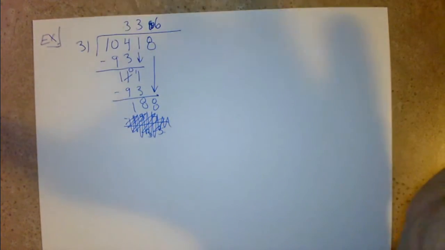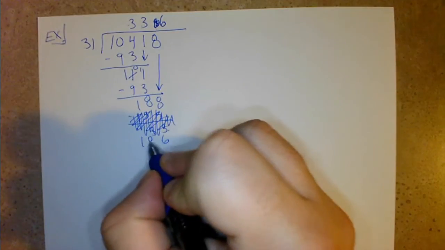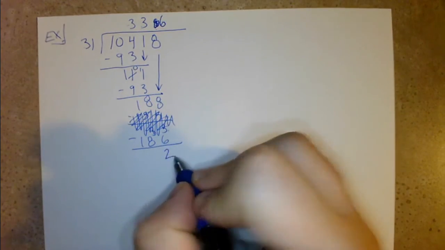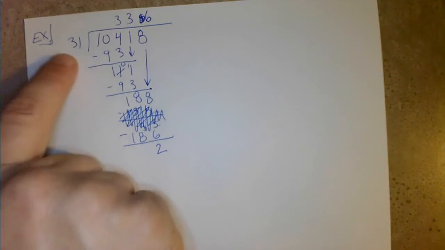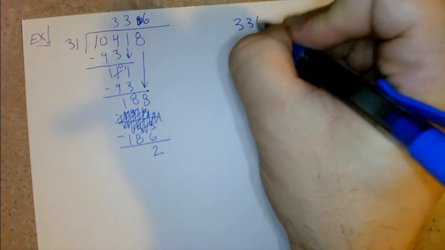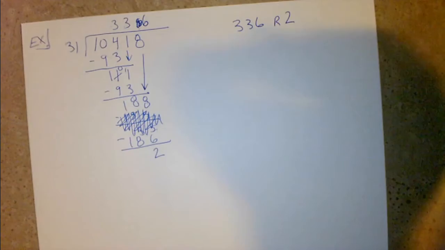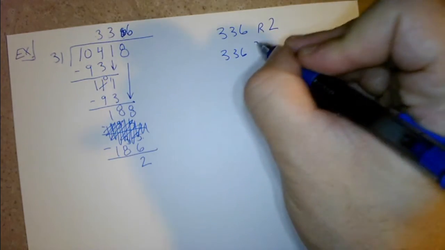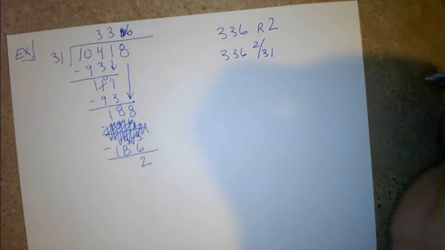So that's totally fine. 6 times 1 is 6. 6 times 3 is 18. And now when I subtract 188 and 186, I'm left with 2. 2 is definitely less than 31, and so my answer is 336 remainder 2. Or I can write that as 336 and 2 31sts.